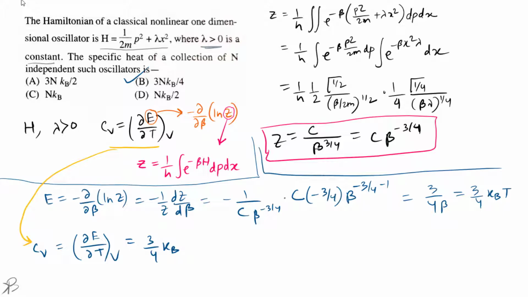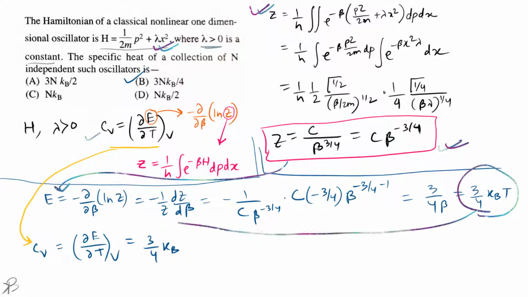I hope you understood the process to solve this problem, but I'll still try to explain it once again. The H is given in the problem. We know the expression for Cv, and we try to find the partition function. After we get the partition function, we use this in the expression for the average energy, and after getting the value of average energy, we use it in the expression for specific heat to get the specific heat value. Now for N independent such oscillators, it will be multiplied by N. So here we go. The answer is option B.